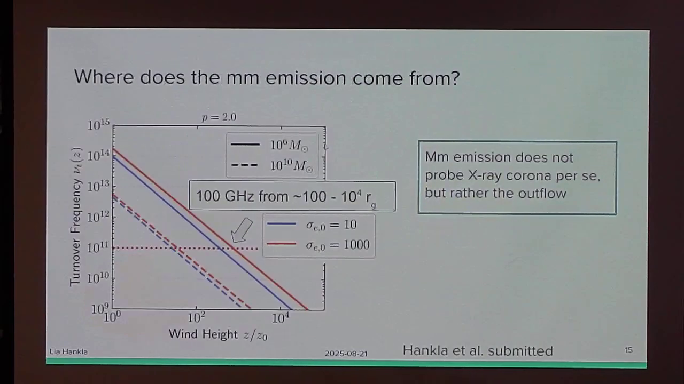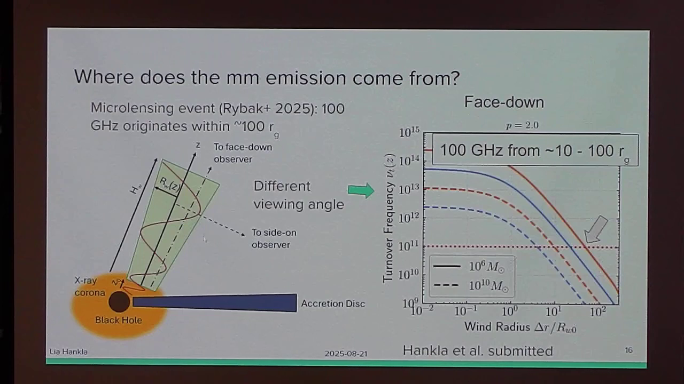So now you can ask the question, we have this turnover frequency as a function of height, so where does the millimeter emission actually come from? Here is a plot of some examples of the turnover frequency, and as you move outwards from the black hole along the outflow, the turnover frequency is dropping, and that 100 gigahertz millimeter emission ends up coming from anywhere between 100 to about 10,000 gravitational radii, depending on your parameters. So this millimeter emission is probing this extension of the X-ray corona that is analogous to the solar wind. I'm going to skip this.